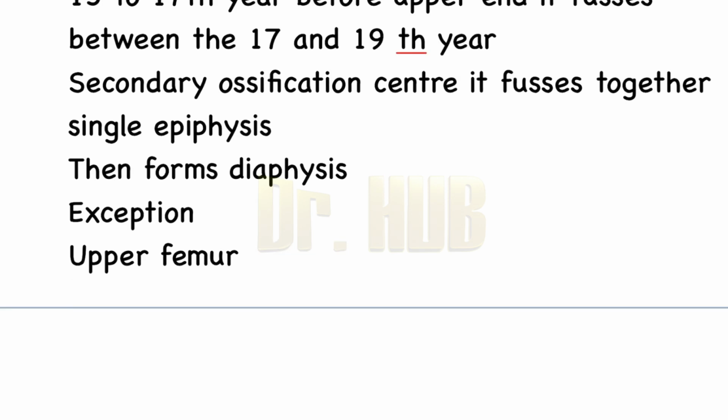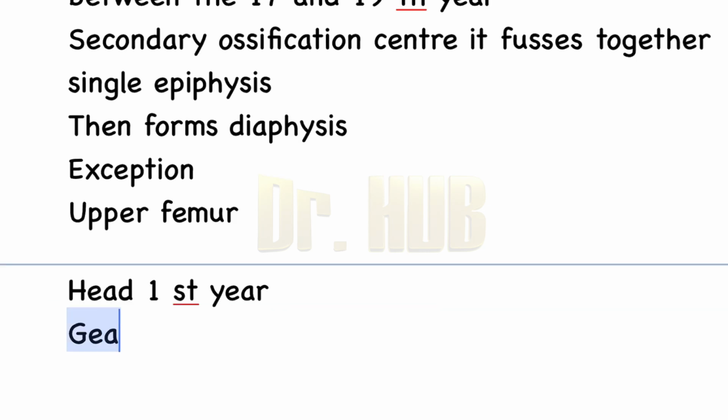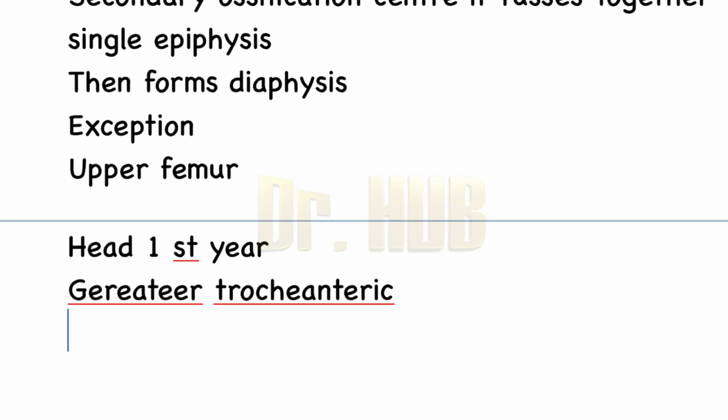The three secondary centers at the upper end of the femur include the head, in the first year, the greater trochanter, in the fourth year, and the lesser trochanter, in the 12th year. They fuse independently with the shaft.